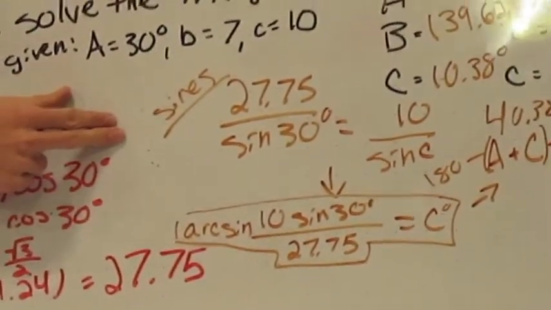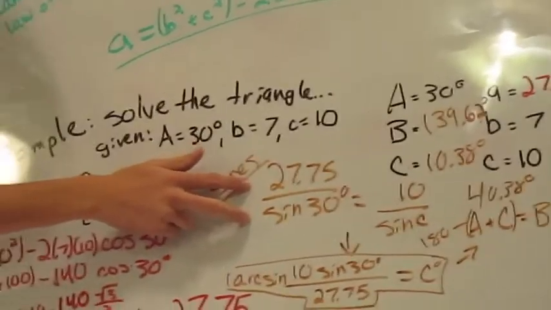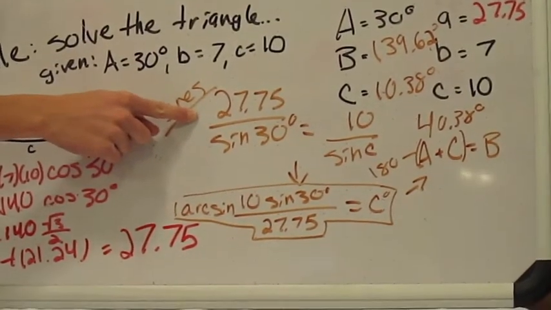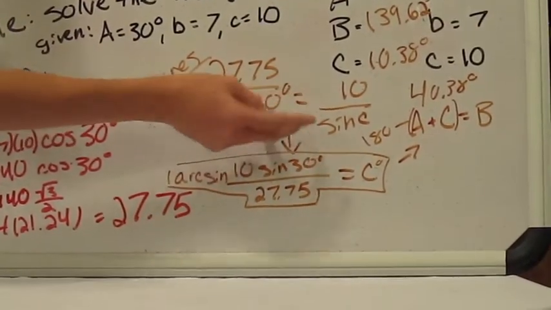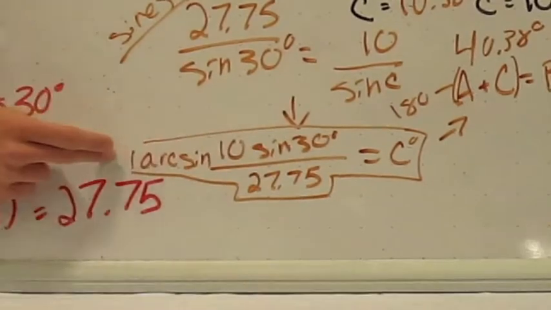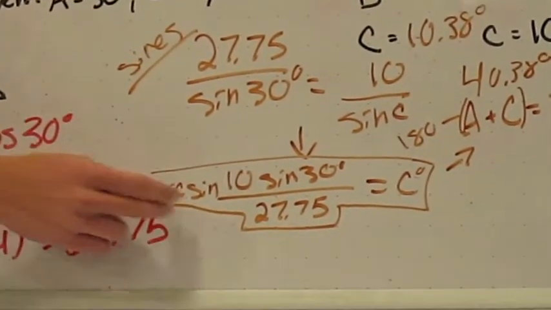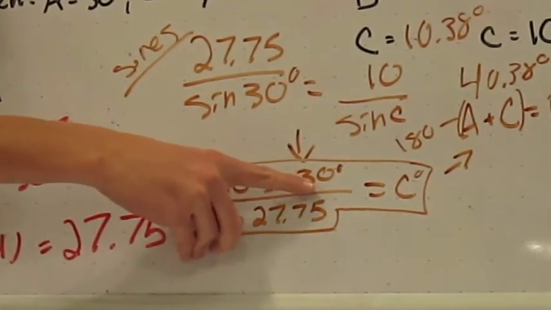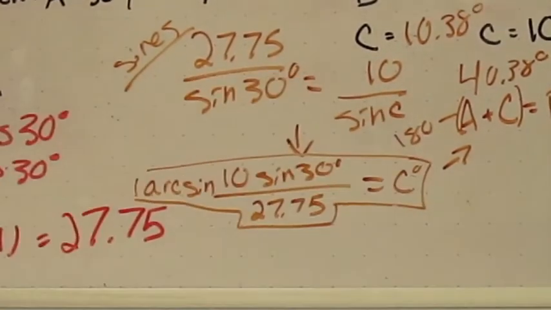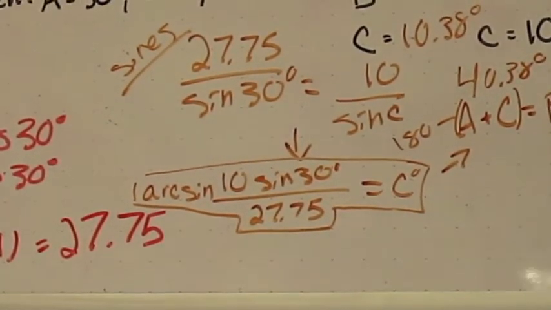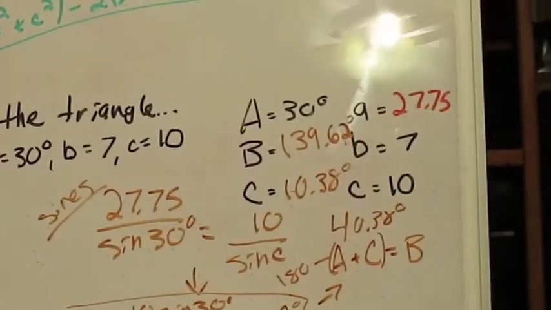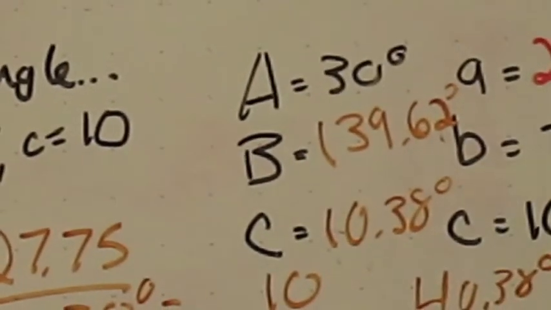Now, to solve the rest of the triangle, we can go back to the law of sines. So we find the relationship between the sine of angle A and the length of side a, and we can set that equal to, let's just say, C. So we know that side c is 10, and we're trying to find the sine of C. So we can get a formula that says the inverse sine of 10 sine of 30 degrees divided by 27.75 equals angle C. And now that we know what angle C and angle A are, we can subtract both of those from 180 degrees to get B, which happens to be 139.62 degrees. So there's our triangle.